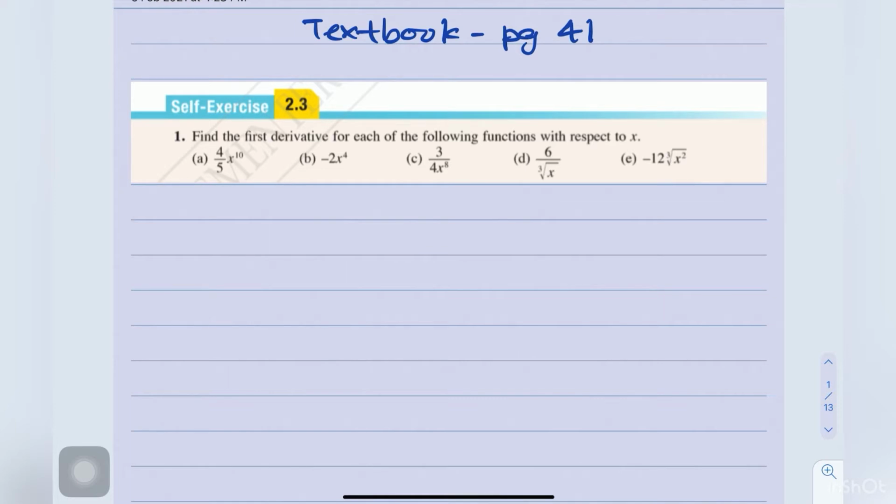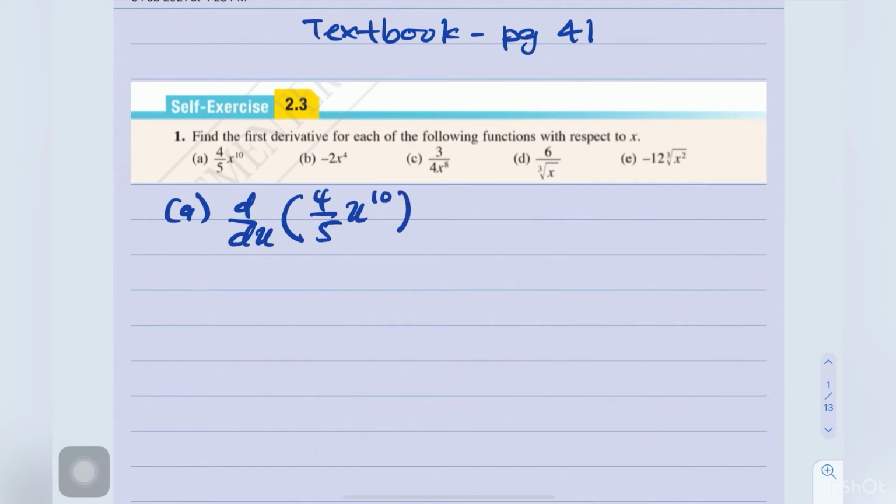Question number 1. Find the first derivative for each of the following functions with respect to x. Meaning that you have to find the first derivative, or you differentiate once. Question 1a: first derivative for 4 over 5 x to the power of 10. You differentiate, you move the power in front, so we get 10 times 4 over 5 x to the power of 10 minus 1. You simplify, you get 8x to the power of 9.